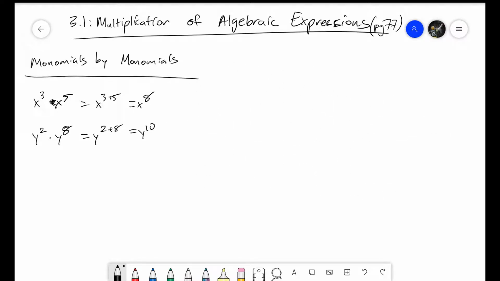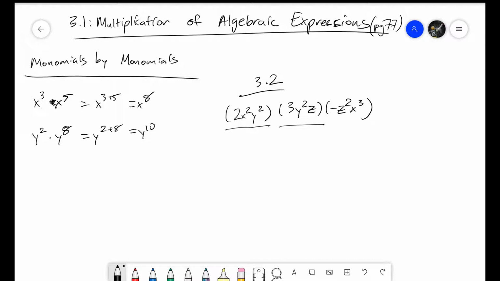Next is example 3.2, which is: what is the product of 2x squared y squared, 3y squared z, and negative z squared x cubed? So first we'll multiply 2x squared y squared by 3y squared z. So this is equal to 2 times 3 times x squared times y squared times y squared times z, and then times negative z squared x cubed.